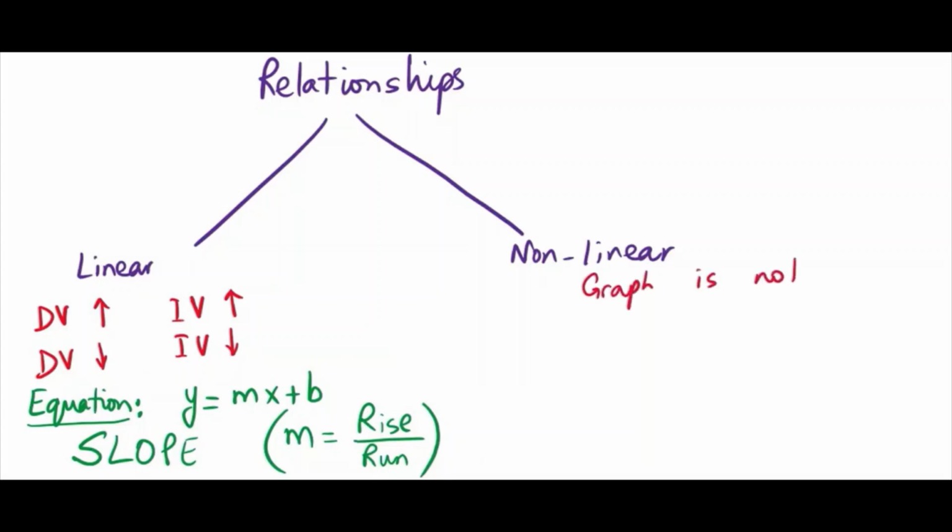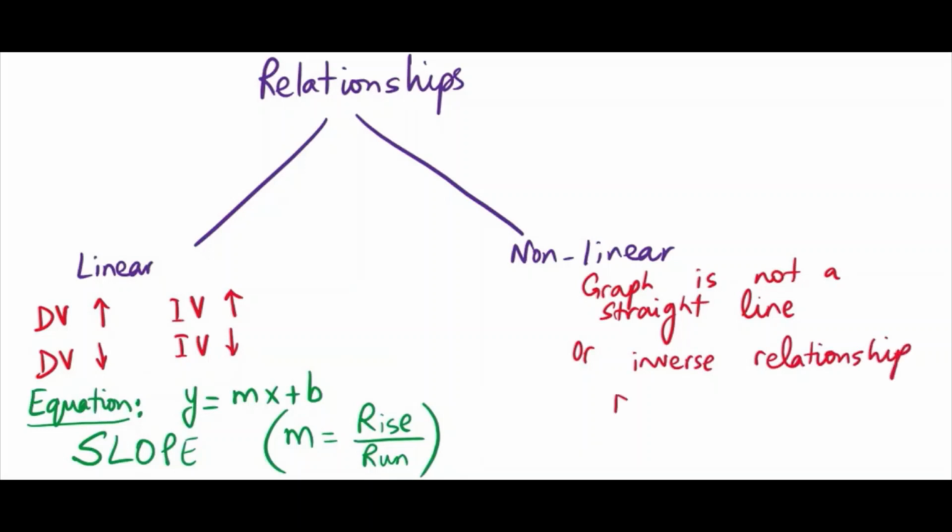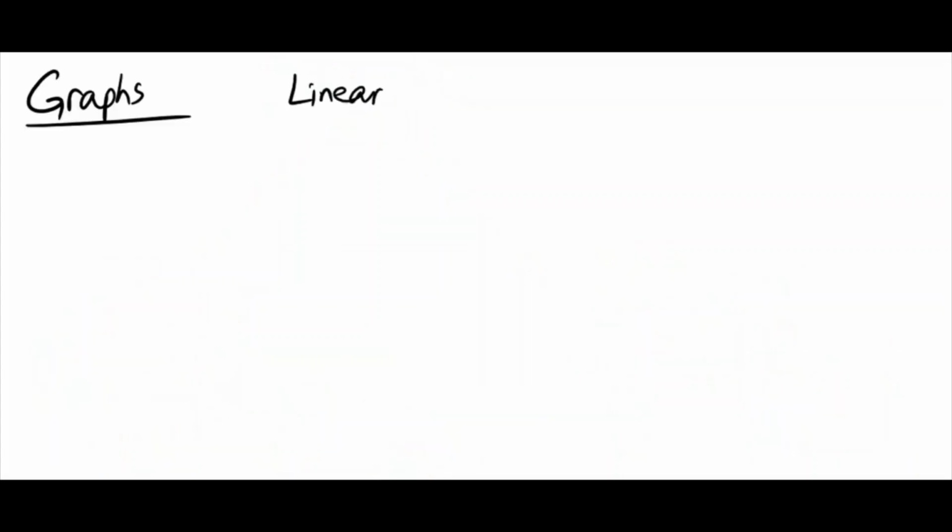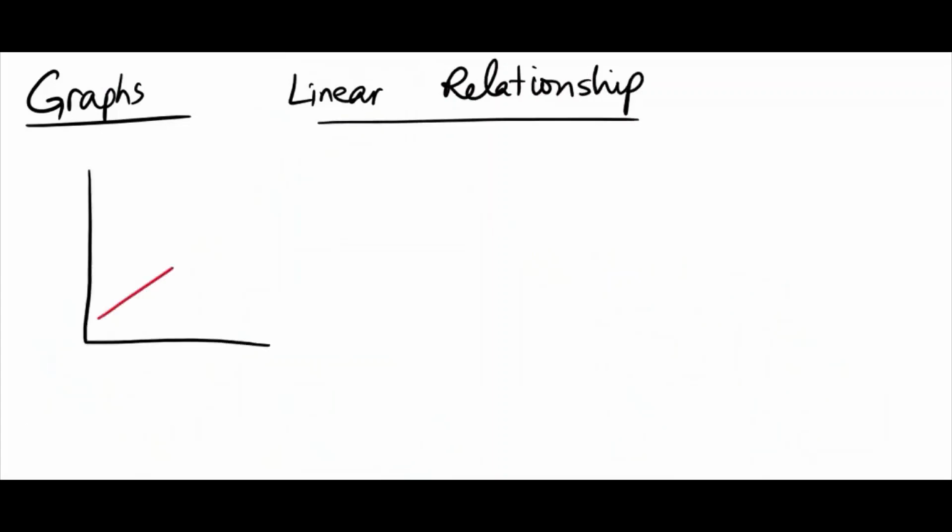So nonlinear relationships means that the graph is not a straight line, or there's an inverse relationship, which means that if the dependent variable is decreasing versus. So for a linear relationship, graphs are usually a straight line. Let's say there's an x and y quantity plotted.